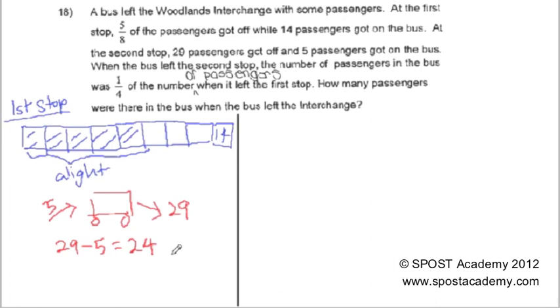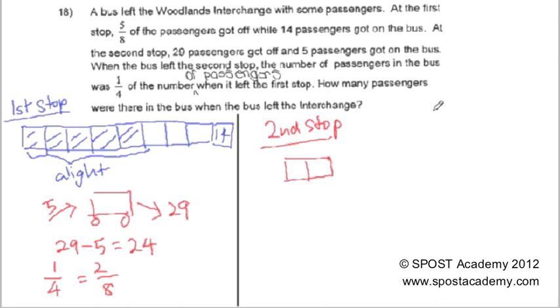As a result, the number of passengers in the bus was 1/4 of the number of passengers when it left the first stop. Now, when it left the first stop, there were only 8 of the passengers left. So we had actually divided up the original into 8 units. Since at the second stop there's a total of only 1/4, I need to make the 1/4 into 8 units as well. So 1/4 is equal to 2/8. So that is to say, finally, at the second stop, there will only be 2 units left.